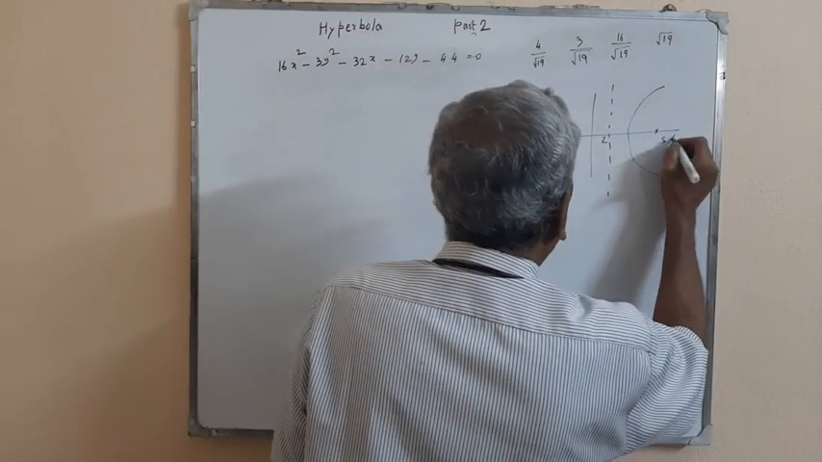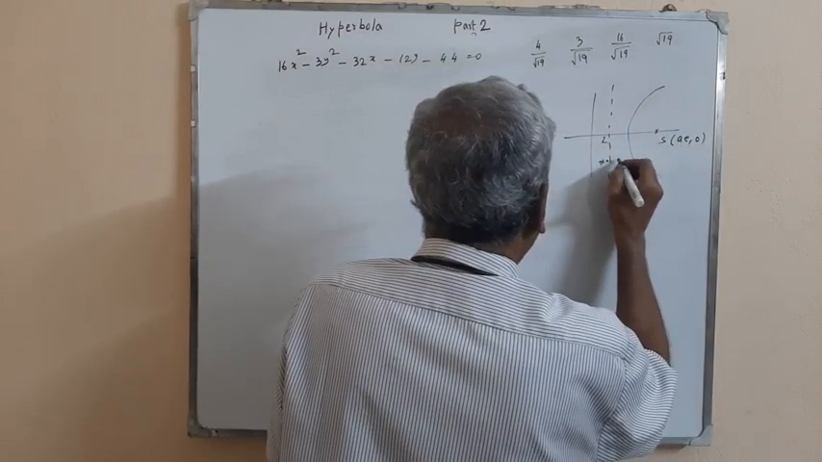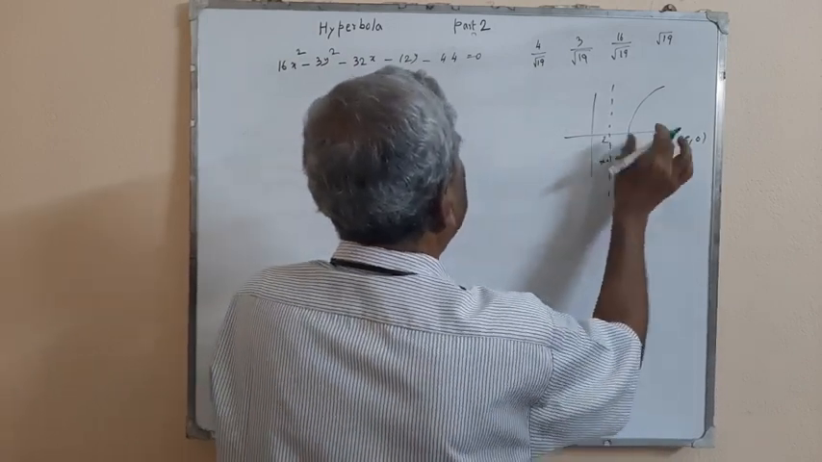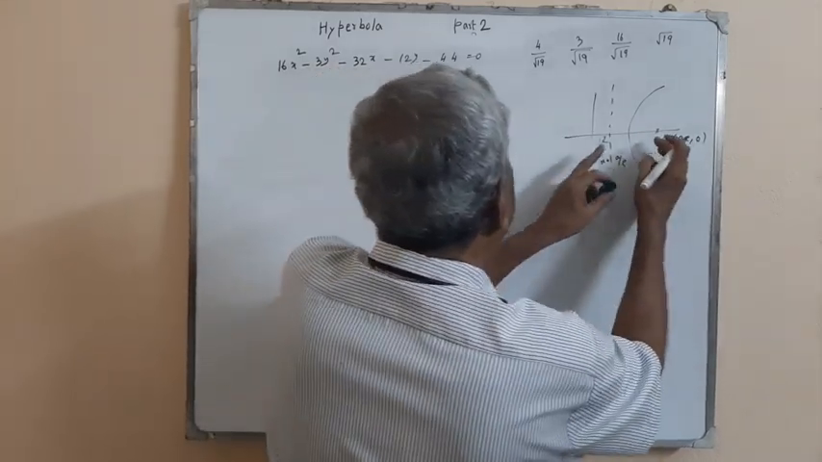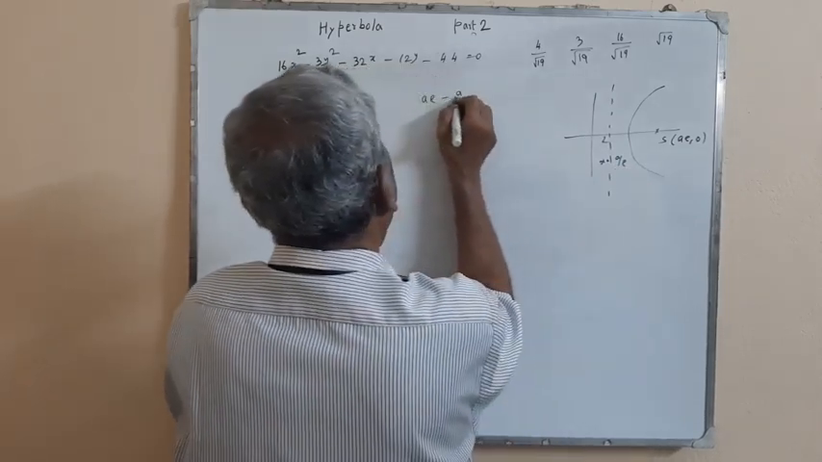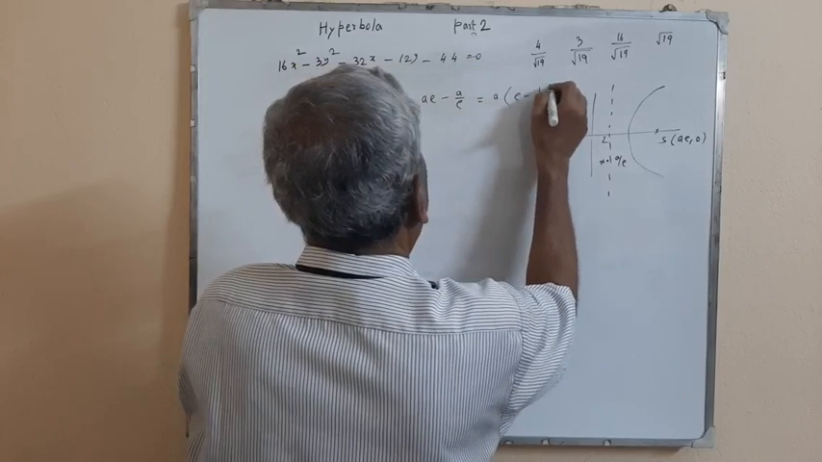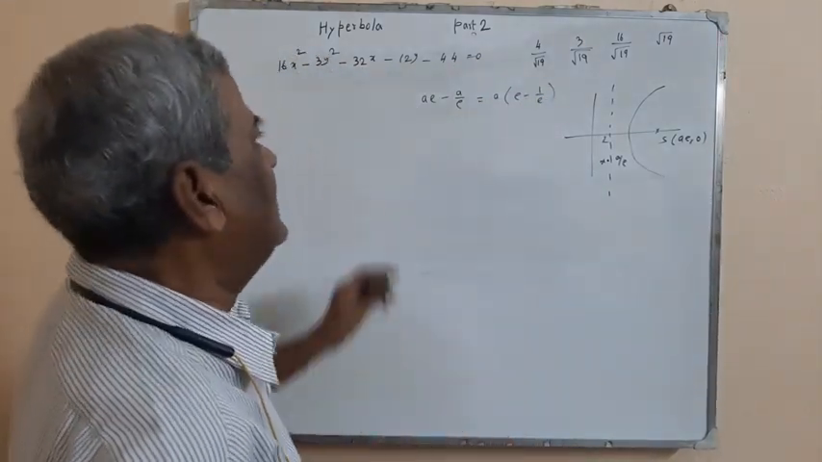The focus is (AE, 0), and the directrix is x = A by E. So we have to find the distance between them: AE minus A by E, that is A into (E² − 1) upon E. So we have to find what is A and what is E.